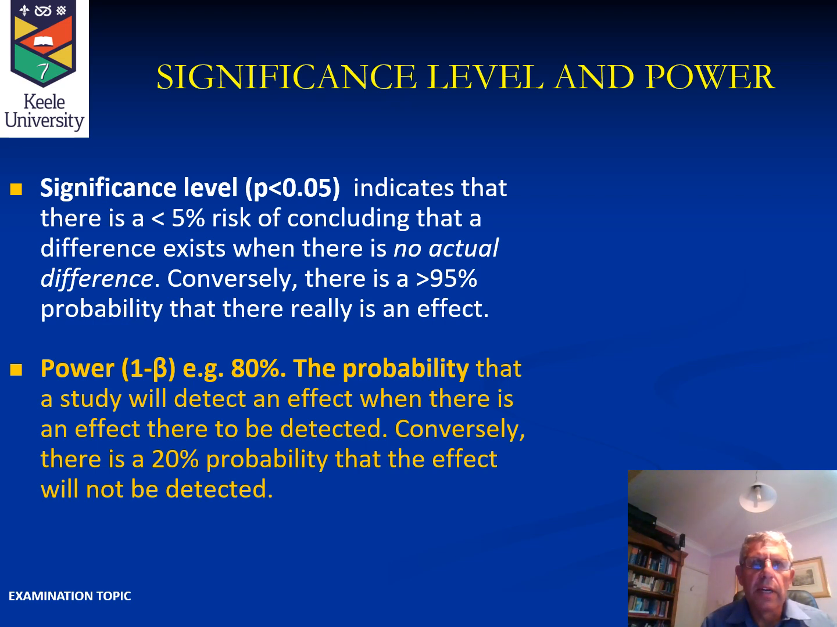So why are the levels different? We wouldn't want to conclude that a drug works when in reality it doesn't work. That's why we set this level of 95% for significance level. On the other hand, it's not quite so serious to miss an effect if there is an effect there. So that's why power is usually set lower. And it's also related to considerations of sample size as well. So we'll look at that later.